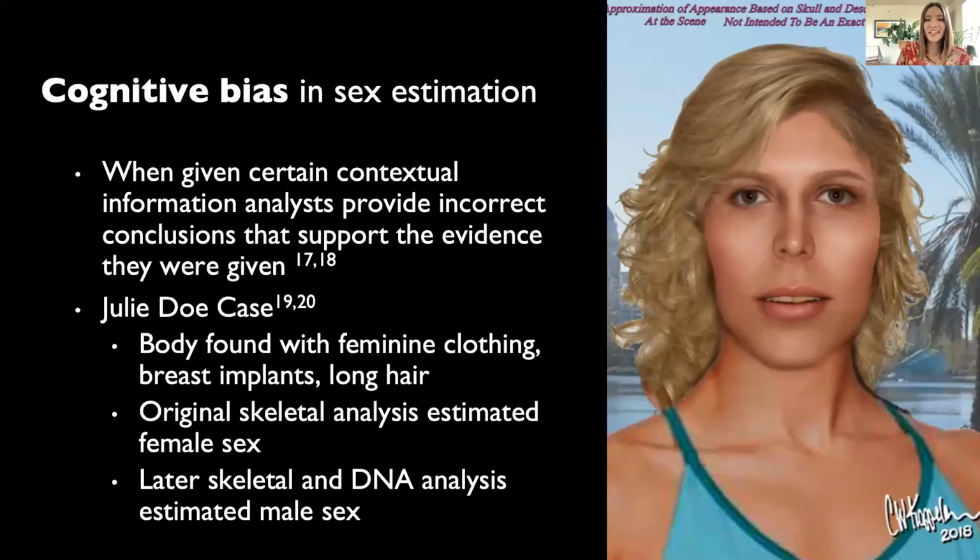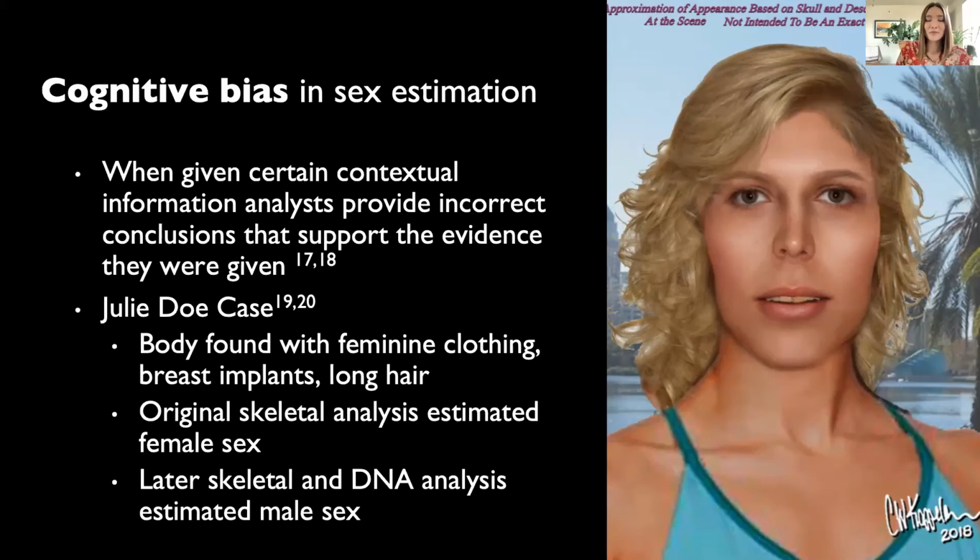So finally, another limitation we should be aware of is the potential for cognitive bias to influence biological sex estimation. Cognitive bias is a form of bias that occurs when a person's subjective construction of reality causes faulty ways of thinking. Studies have shown that when given certain contextual information, even experienced analysts provide incorrect conclusions to support the evidence that they were given. One example of how cognitive bias can influence sex estimation is the case of Julie Doe.